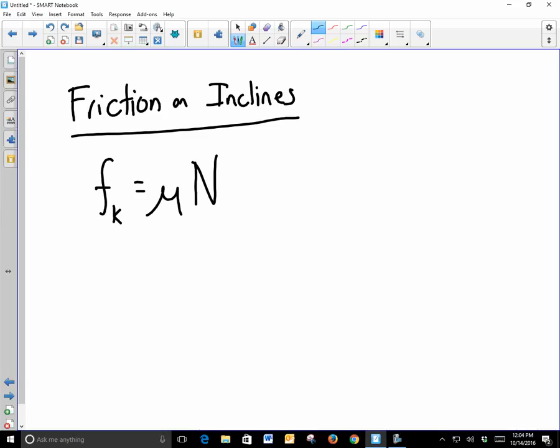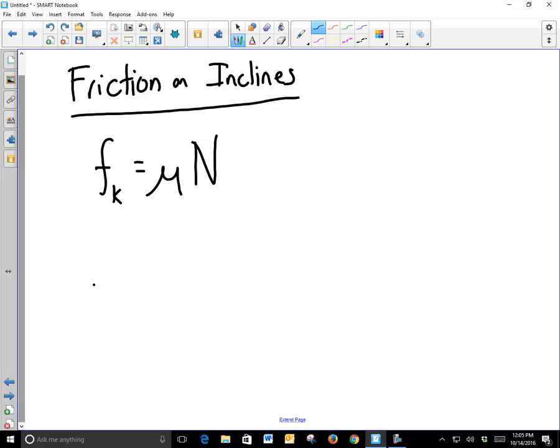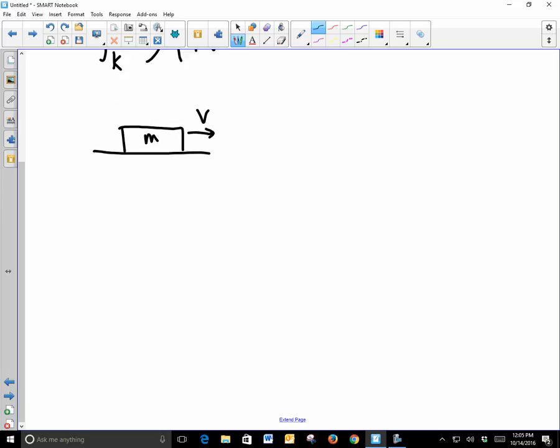If I was sliding something along a flat surface, let's say I took a book and I slid it along one of these desks, and I gave it some velocity, so it experienced some kinetic friction. That has a value of mu.